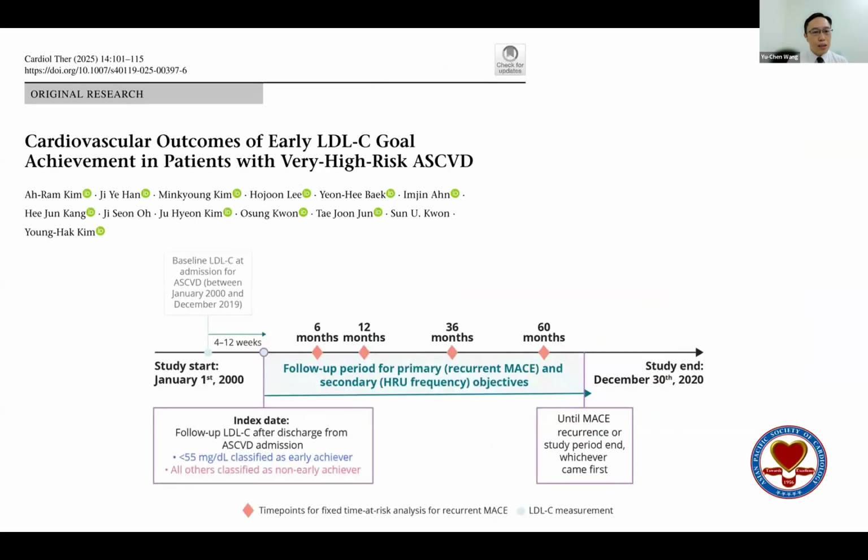And similarly, according to the retrospective data from Asan Medical Center in South Korea, it tried to evaluate the cardiovascular outcomes of early LDL goal achievement in patients with very high risk ASCVD. And in this study, patients who got the LDL cholesterol levels to less than 55 at the window of 4 to 12 weeks after the index discharge were defined as the early achievers, and all the other ones were classified as the non-early achievers.